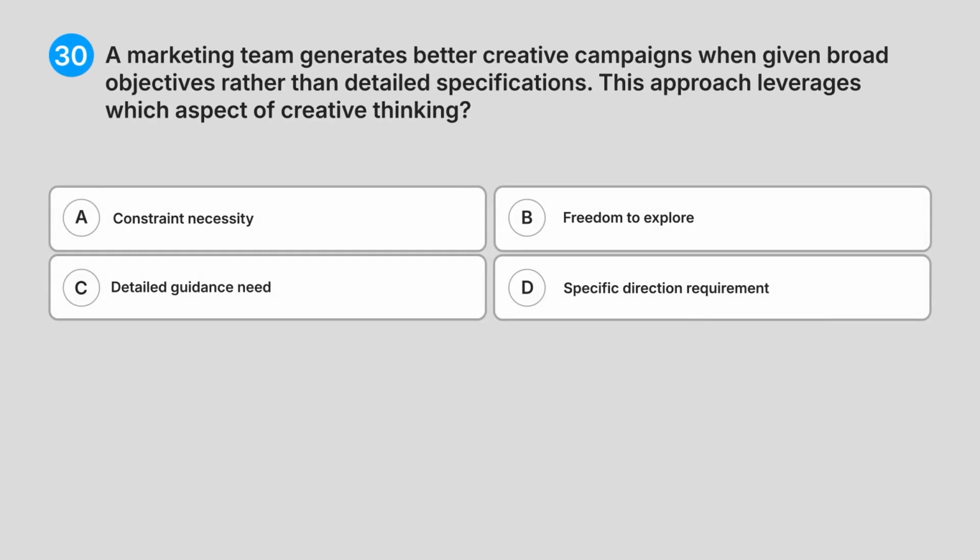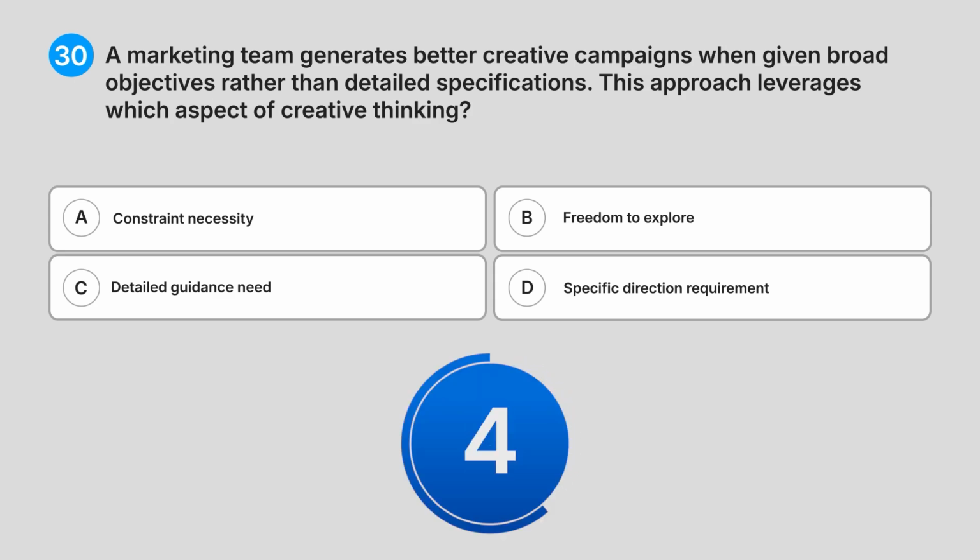30. A marketing team generates better creative campaigns when given broad objectives rather than detailed specifications. This approach leverages which aspect of creative thinking? A. Constraint necessity. B. Freedom to explore. C. Detailed guidance need. D. Specific direction requirement. Can you guess the answer?